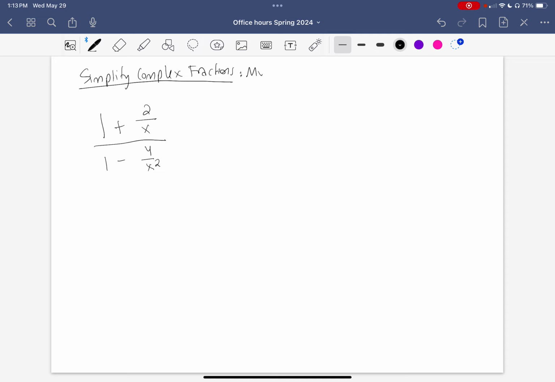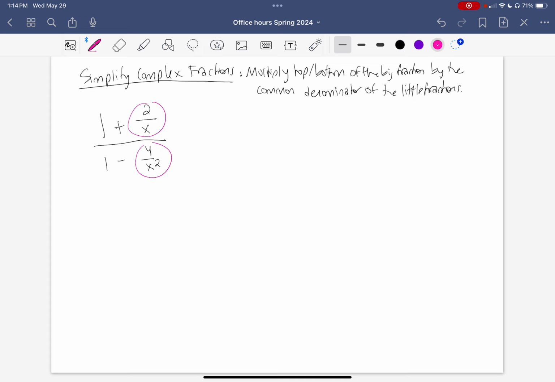So my trick is to multiply top and bottom of the big fraction, meaning basically the one with the biggest fraction bar, by the common denominator of the little fractions. So my little fractions, I have two of them, 2 over x and 4 over x squared. Their common denominator is x squared. So I will multiply top and bottom of the big fraction by x squared. It will distribute across the plus on the top and the minus on the bottom.